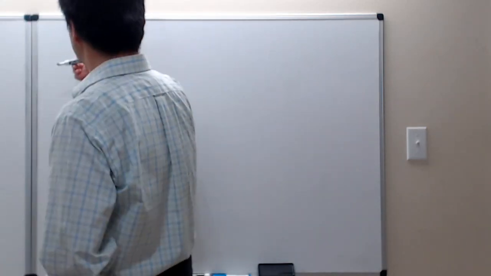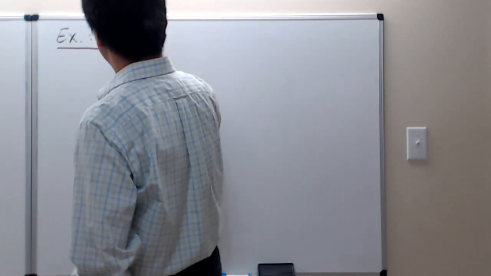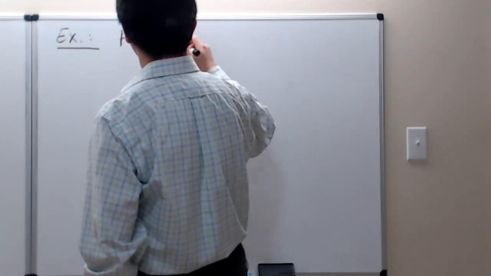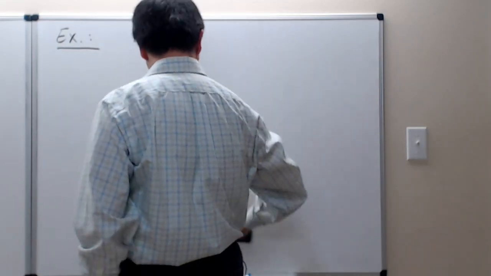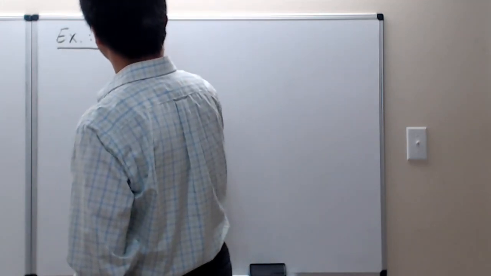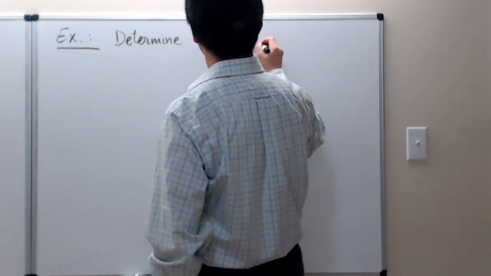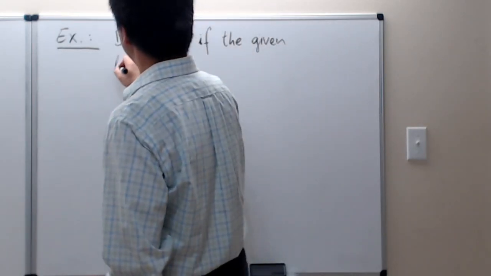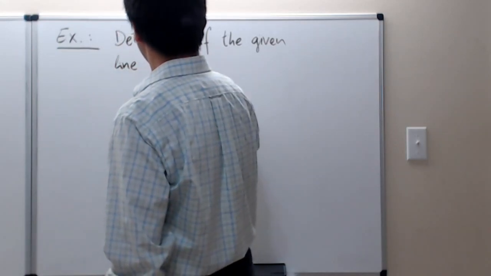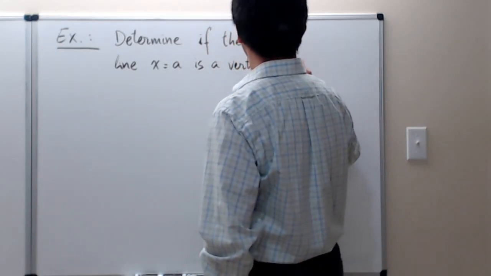So let's now look at an example, a couple of problems. Say, determine if the given line x equals a is a vertical asymptote.